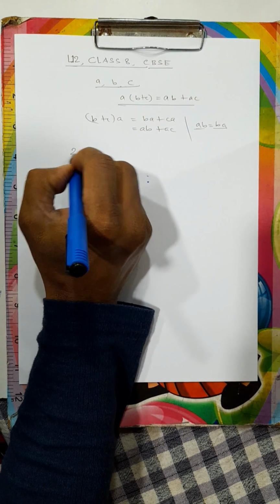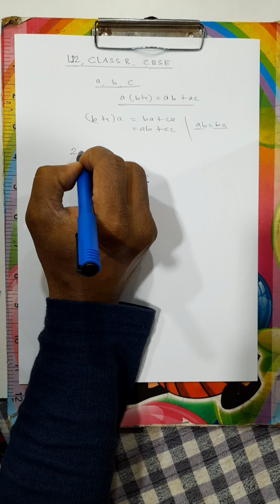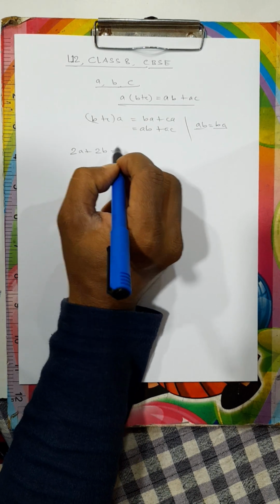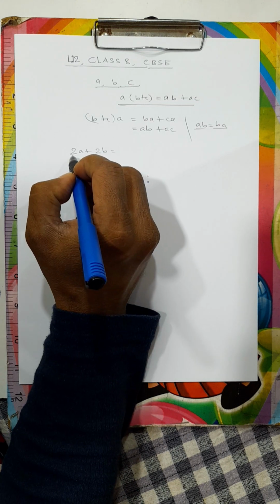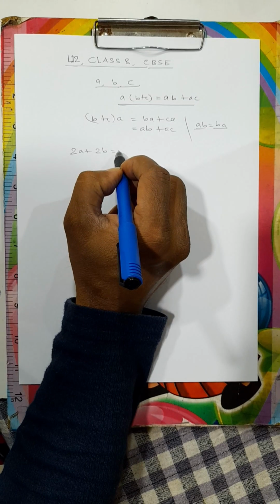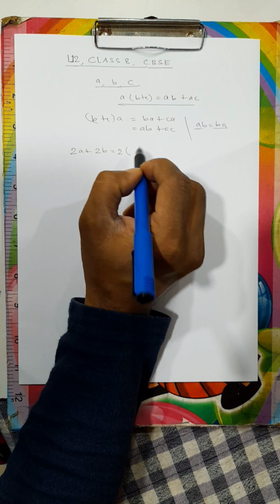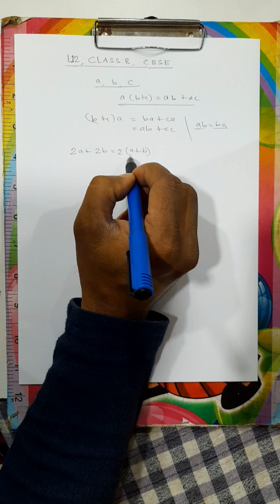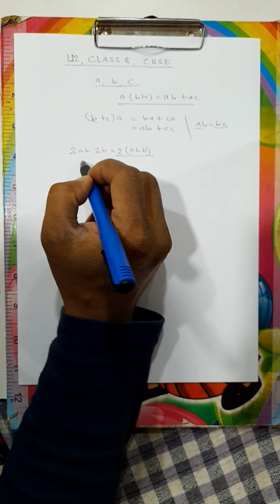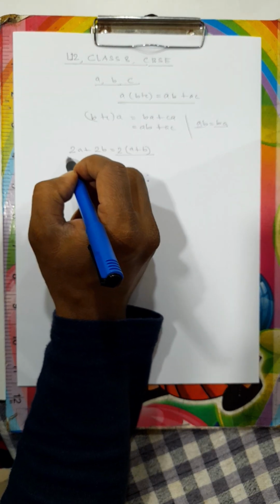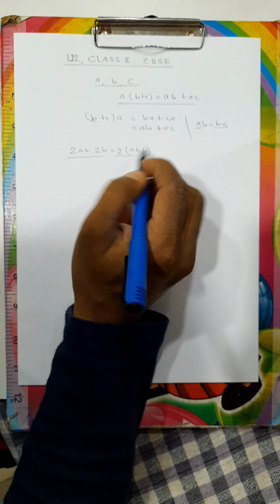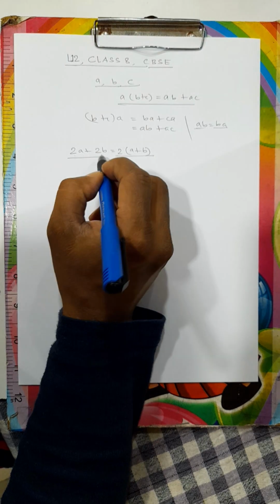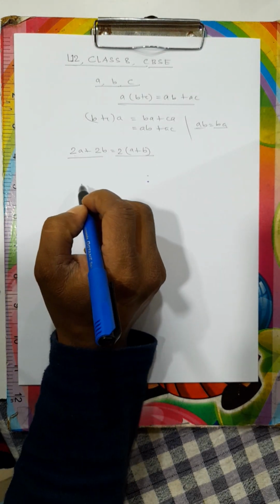Say for example, you are given twice A plus twice B. Here we see the common factor is 2. So if you write the common factor outside the bracket, inside the bracket you will write A plus B. This is factor form. So when you write twice A plus twice B in factor form, you will write 2 into A plus B. This is called factorization of twice A plus twice B, right?